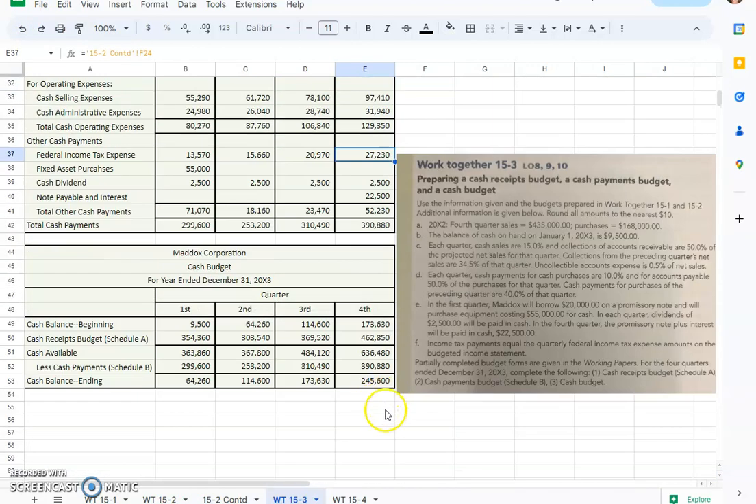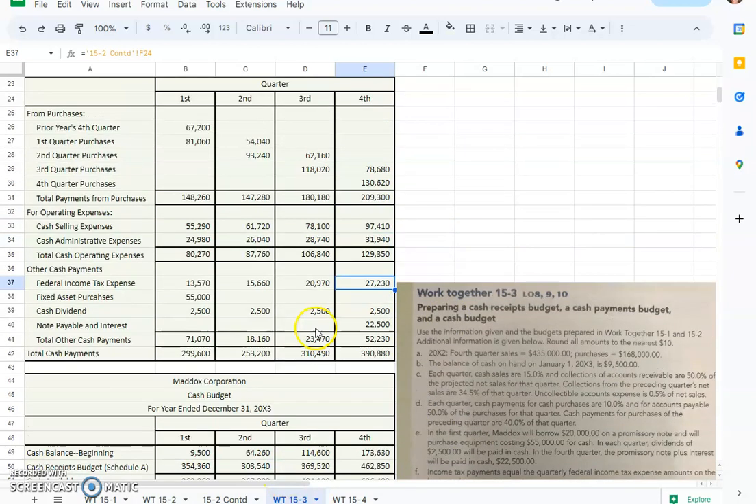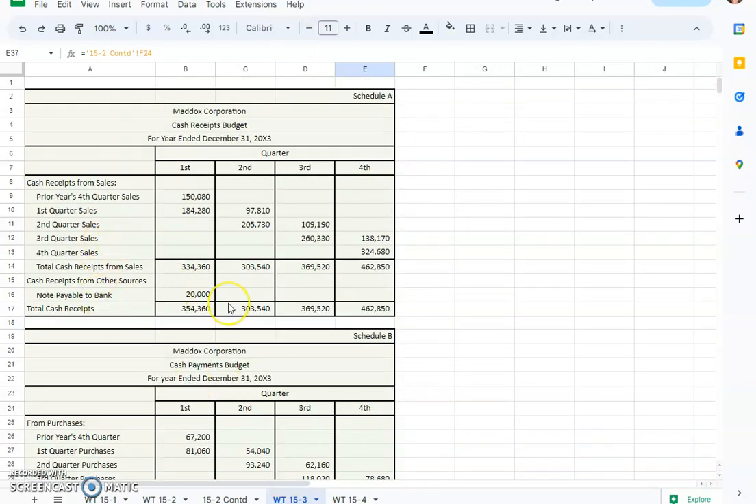So if you have access to an answer key, this is actually $10 off from what the answer key says. Differences in federal income tax expense. I am not going to take time to find that $10 error. So we are going to call that good. We have done the cash budget, which is just sort of a summary of your cash payments and your cash receipts to figure out what your cash needs are going to be.